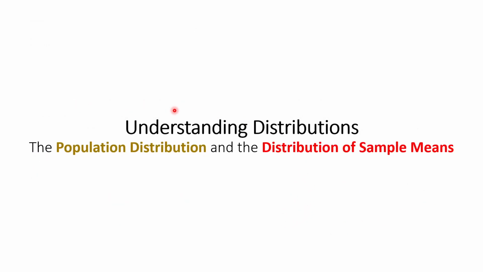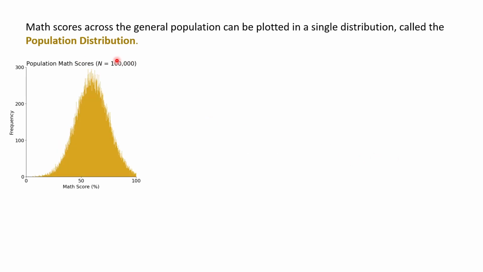So before we answer that question, though, it's good to have a fundamental understanding of two important distributions that are distinct: the population distribution and the distribution of sample means. So math scores across the general population can be plotted in a single distribution called the population distribution. You can see that here, right? Population scores for 100,000 people, say that's the size of a small town or small city. And you can see that it's fairly normally distributed, right?